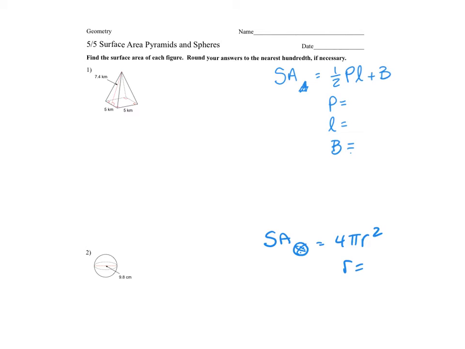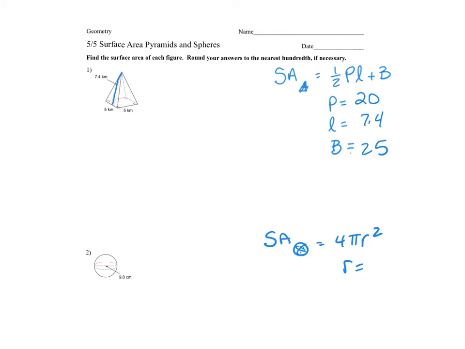The first thing you're going to find is the perimeter of the base. Well, if all the sides are 5 and there's 4 sides, that would be 20. The slant height is that L, and we saw that in another formula earlier this week. It's the distance if you slide down the side of the pyramid, which is that one right there, which is 7.4. And then the area of the base would be 5 times 5, which would be 25.